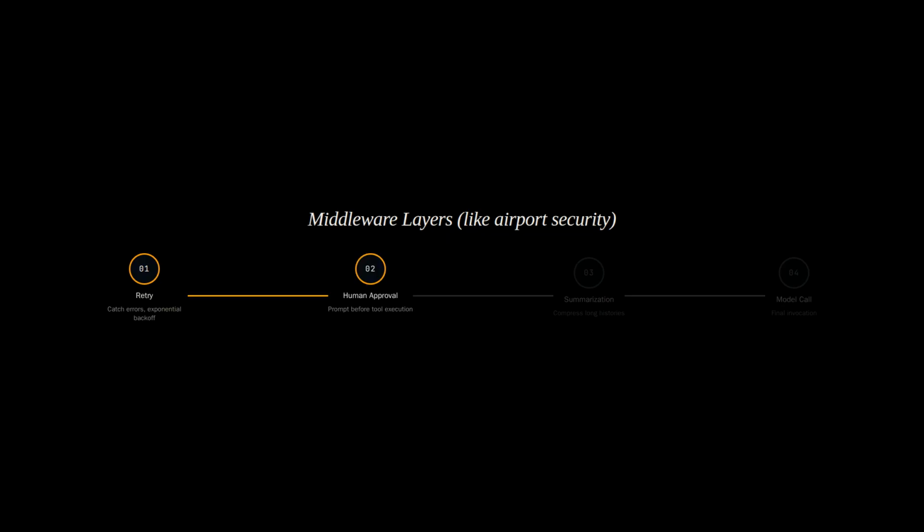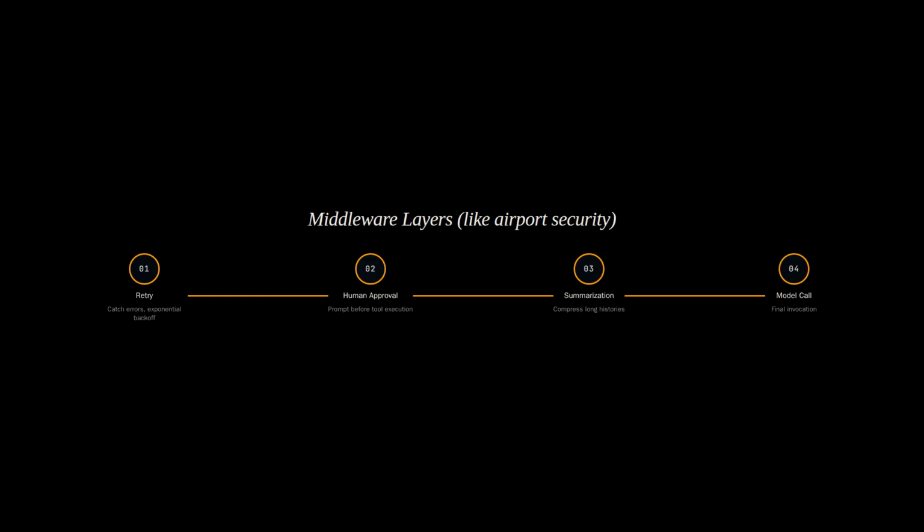Middleware layers add cross-cutting behaviors without changing your core code. Think of them like airport security checkpoints. Your request passes through retry logic first. If the API fails, it tries again with backoff. Then human approval. For sensitive tools, it asks permission. Then summarization. If the context is too long, it compresses. Finally, it reaches the actual model call. Each layer wraps the next, creating an onion of functionality.